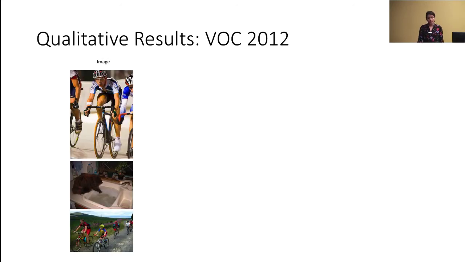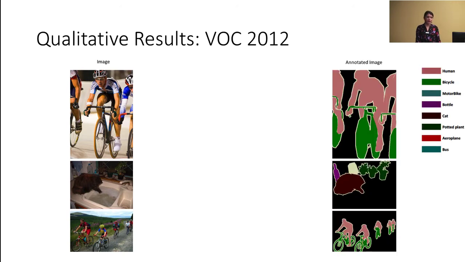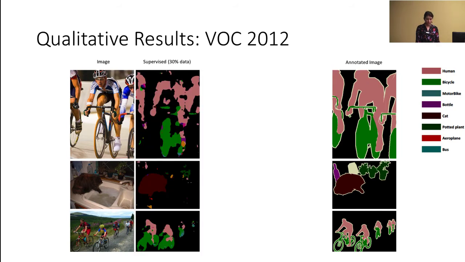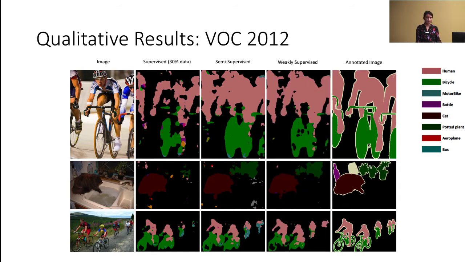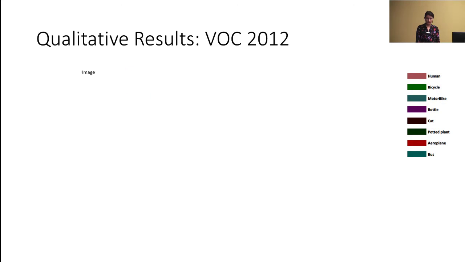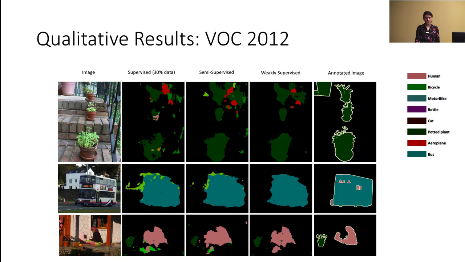These are some qualitative results for the Pascal dataset. In this case, we have used only 30% fully labeled data, and you can see the semi-supervised method and weakly supervised method improve the results noticeably. Especially, we can get rid of false positives, again here for other data, and weakly supervised, or using weakly labeled data, can help to get rid of those false positives.